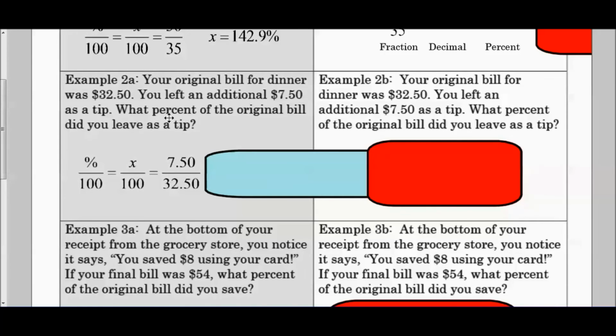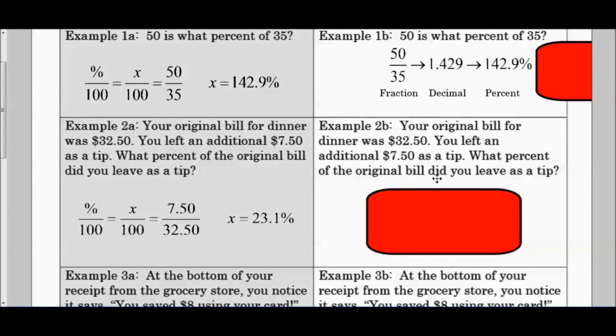What percent of the original bill did you leave as a tip? So that has to line up with the tip that they're talking about, $7.50. That's what we left as the additional tip here. So those two need to match up, and $32.50 needs to match up with our total. That's the original bill. Okay, it's what percent of the original bill, and this is the tip out of the original bill. We cross multiply and divide by 32.5. You should get that we tip 23.1%.